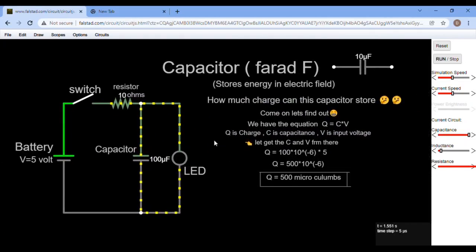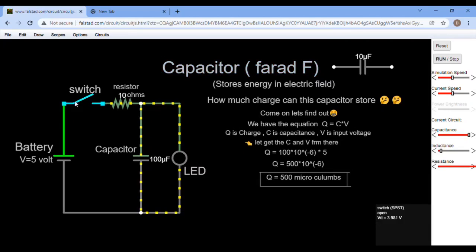Capacitor, as it says, capacity. You know the word capacity, right? Capacity means something which holds or stores something. So that's what capacity is in general terms. So a capacitor is a component which stores energy in the form of an electric field, and this is the symbol of a capacitor, and this is the unit of capacitance, that is farad.